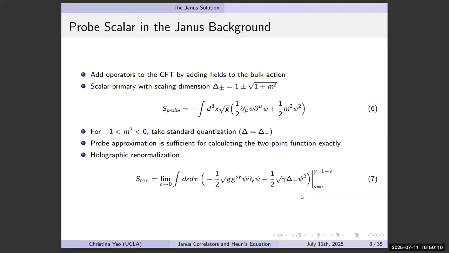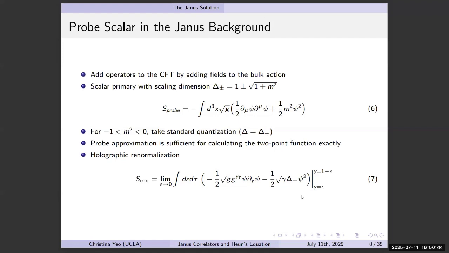This is the action for the probe scalar. We are keeping the mass small, but it can be negative as long as it's above the Breitenlohner-Freedman bound. In this case, we take the standard quantization, which means taking the conformal dimension of the operator to be delta plus. You could take it to be delta minus, because both delta plus and delta minus are normalizable in this case, but we won't worry about that alternate quantization because this is more convenient for our purposes.